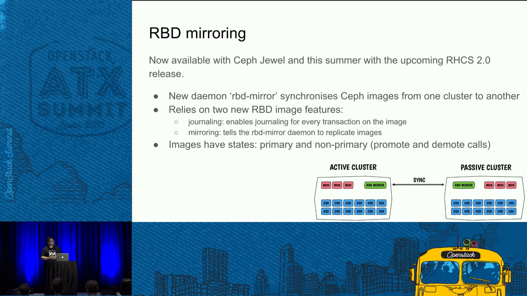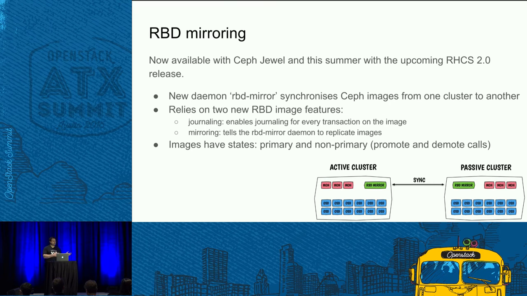This is done through a new daemon called RBD mirror that synchronizes the images, the volume images, from the active site to the DR site. These are synchronized in a point in time consistent fashion so that when the primary site abruptly disappears, you still have a consistent image at the secondary, not a corrupted one. This relies on two new RBD image features, a feature and a setting. One is journaling of images, and the other one is the mirroring setting to indicate that you want this image actually mirrored.